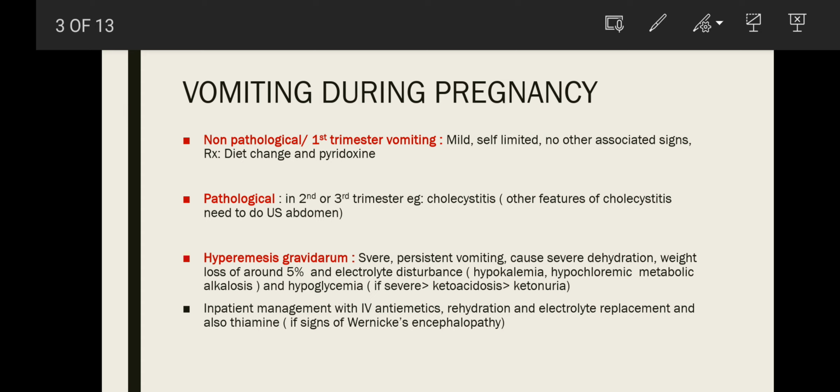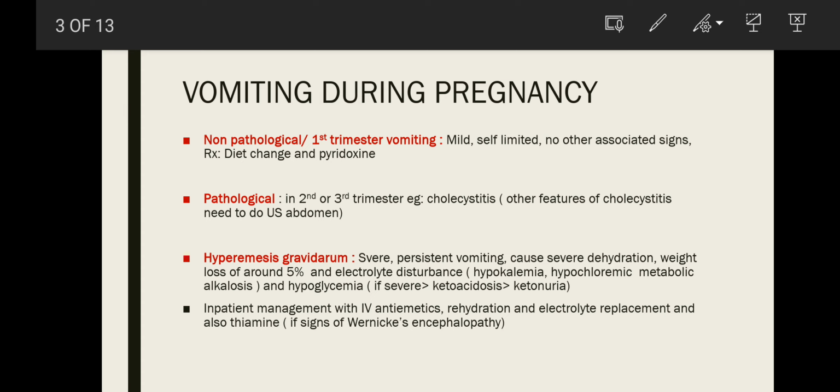What kind of electrolyte imbalance? Like hypokalemia, hypochloremic metabolic alkalosis, and hypoglycemia. There is 5 to 6% weight loss in this condition. And sometimes hypoglycemia is so severe that it can result in ketoacidosis and ketonuria. So we need to check the ketone level in urine if we are suspecting this condition.